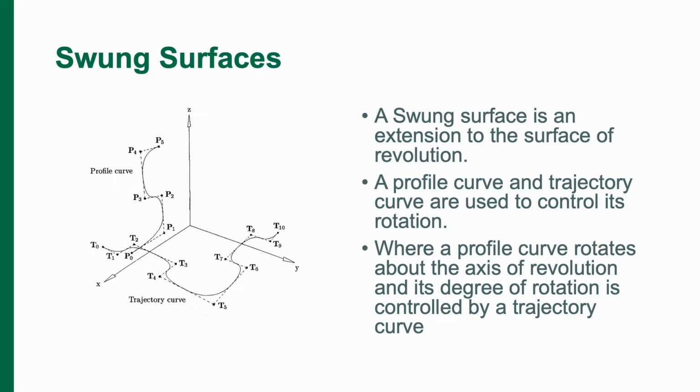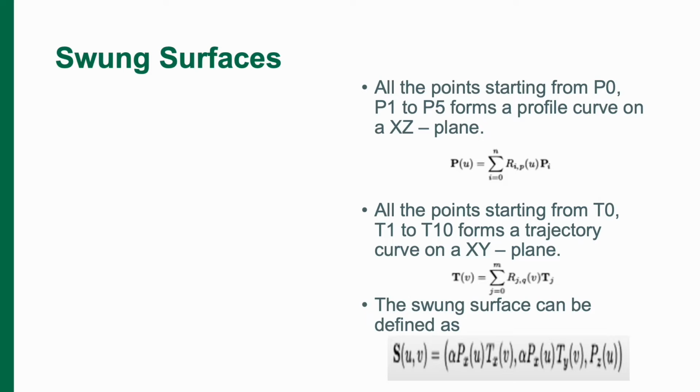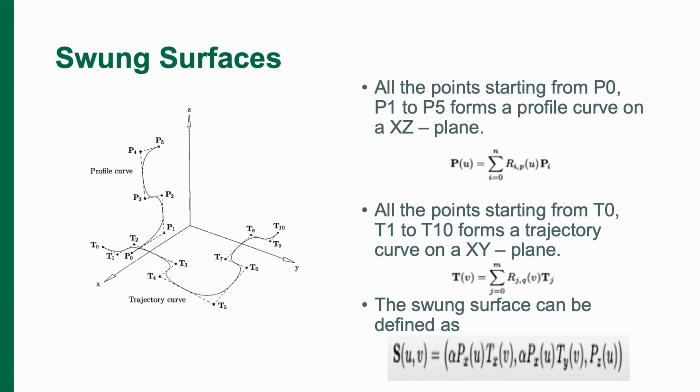So here, a profile curve rotates about the axis of revolution and its degree of rotation is controlled by the trajectory curve. The points P0, P1 to P5 are the profile curve, and the points T0, T1 to T10 are the trajectory curve. All the points P0 to P5 of the profile curve lie on the XY and XZ plane, and here the formula is P(u) = summation of Ri P(u) Pi, and all the points from T1 to T10 lie on our XY plane, and for that T(v) = summation of j equal to 0 to n Rj Q(v) Tj.